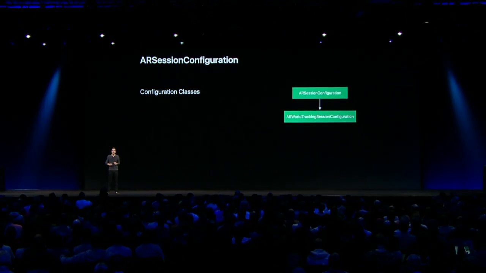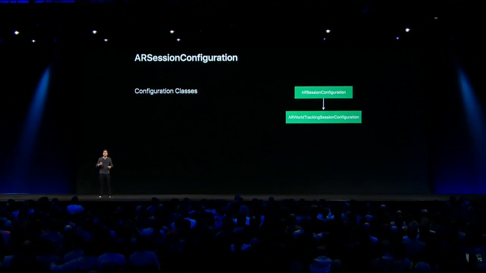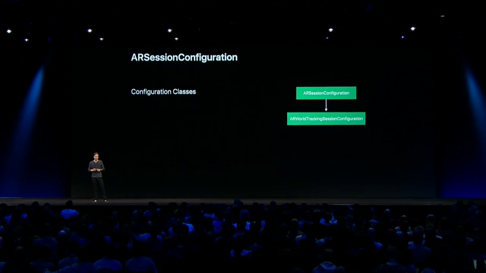AR session configuration determines what kind of tracking you want to run on your session. So it provides different configuration classes. The base class, AR session configuration, provides 3 degrees of freedom tracking, which is just the orientation of your device. Its subclass, AR world tracking session configuration, provides 6 degrees of freedom tracking. So this is using our core functionality, world tracking, in order to get not only your device's orientation, but also a relative position of your device.